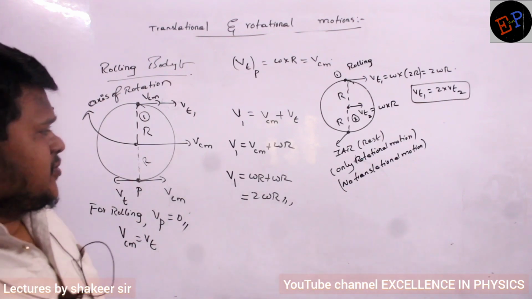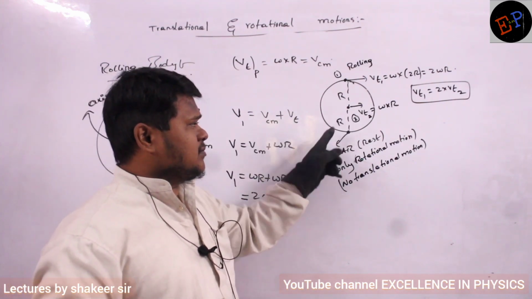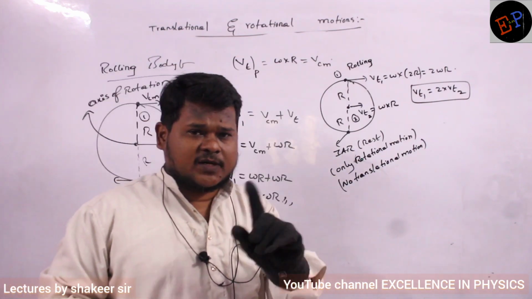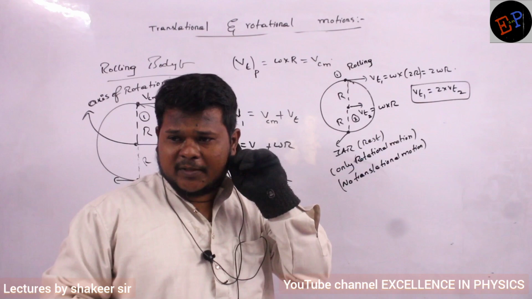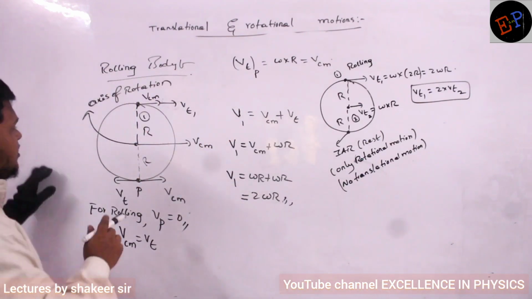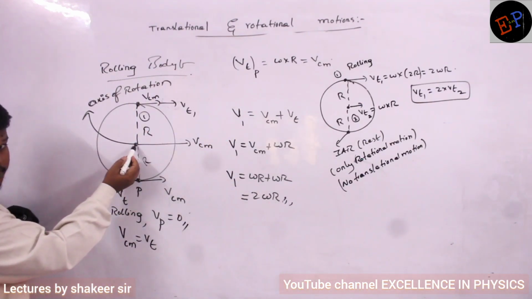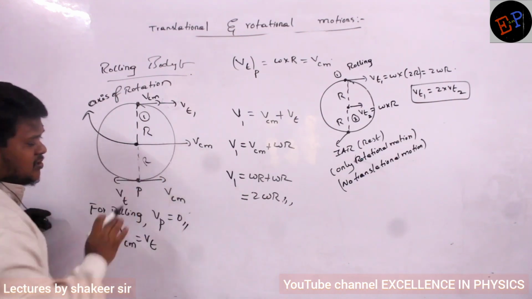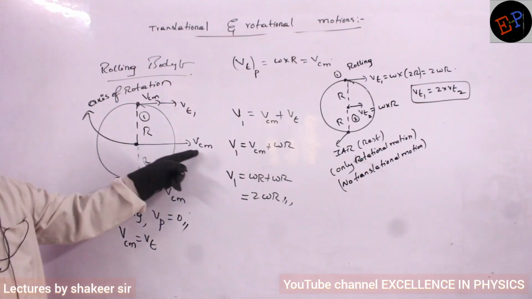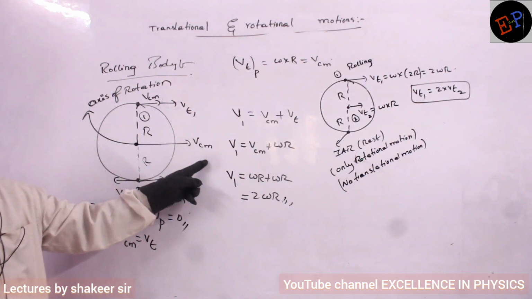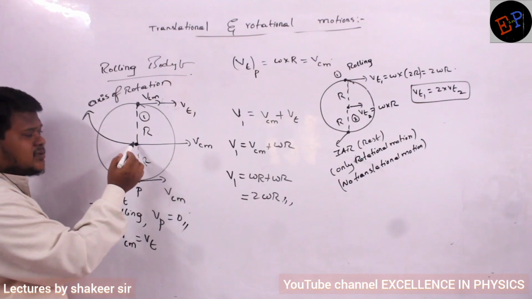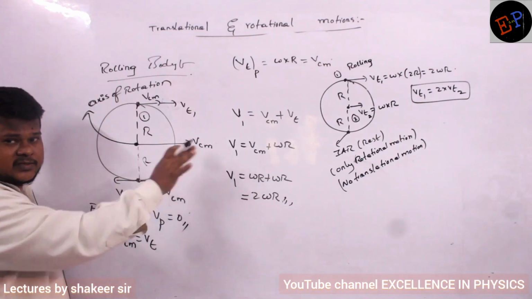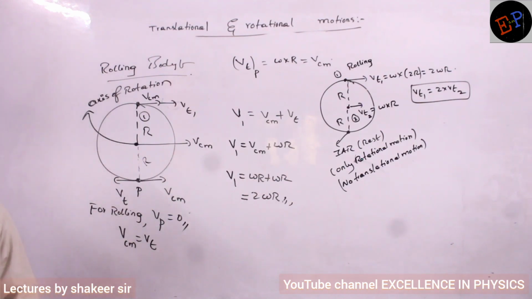Understood now? So if you are taking this one to be your axis of rotation, then every point will have only tangential speed. Velocity of center of mass is not there. Similarly, if you take the middle point to be my axis of rotation, then this axis of rotation is moving also. So if I take this to be my axis of rotation, then rotational motion is also present, translational motion is also present.